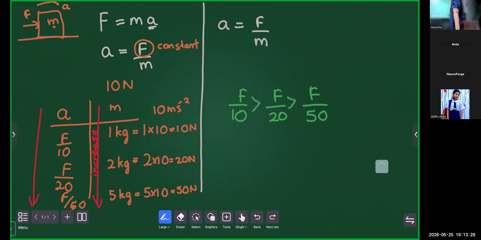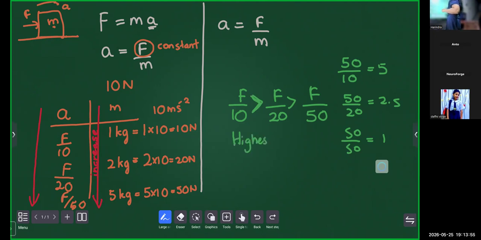For example, let's take F as 50. 50 divided by 10 means it's 5. 50 divided by 20 means it's 2.5. 50 divided by 50 means it's 1. So this way, F divided by 10 has the highest value. As the denominator gets increased, if the numerator value is the same, what will happen? The fractional value becomes decreased.